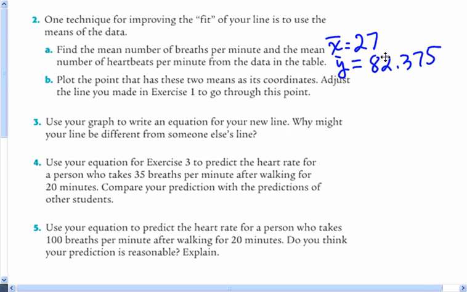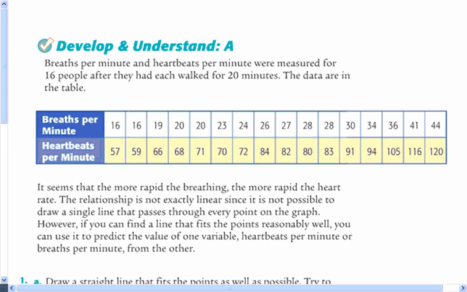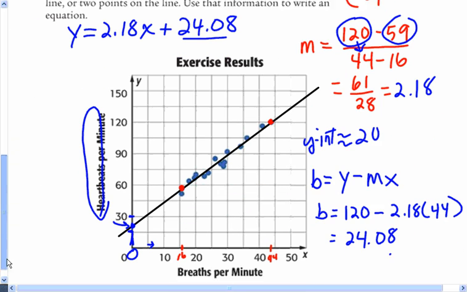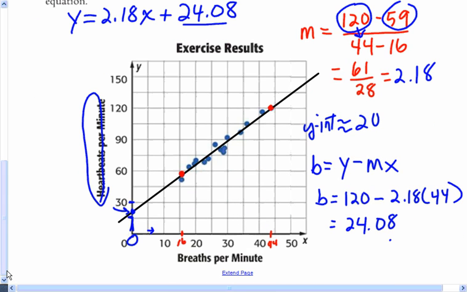Actually, on our calculator, you can enter those into your list, but what I'd like to do is put it right on. So 27 is right about here on the x-axis. So just showing a little dotted line where that would be straight up at 27. There's that. And then 82.375, that would be right about here. So there's where our dot's going to be, our new dot. I'll make it green right there.